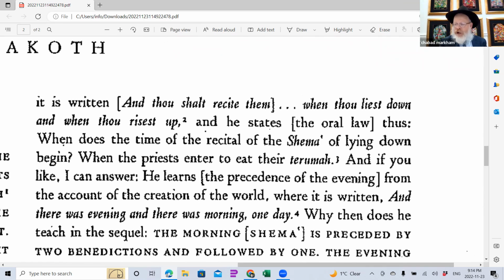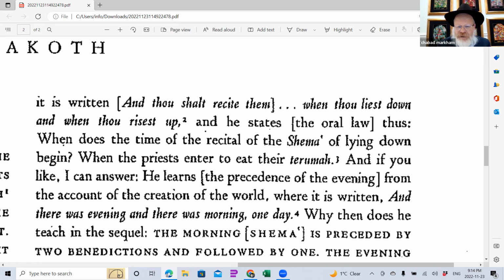So that's one answer, one explanation as to why. So why do we discuss first the evening Shema before the day Shema? Because that's the order of the verse. Which verse? When you lie down, when you wake up. You guys can hear what I'm saying over there on the other side? Yes. That's one answer. Another answer, and if you like, I can give another answer.